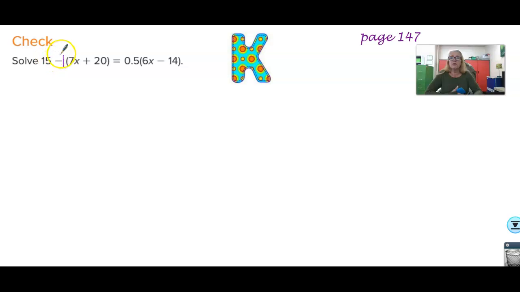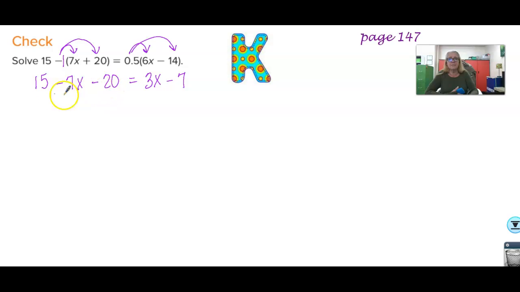All right. So the first thing we want to do is get rid of parentheses. This 15 is just hanging out. We're just going to bring it on down. We're going to multiply negative 1 times 7x, which gives us negative 7x, and negative 1 times positive 20, which gives us negative or minus 20. On the right-hand side, we're multiplying 0.5 times 6. Well, 0.5 is a half. Half of 6 is 3. So this is 3x. And 0.5 times negative 14 is negative or minus 7.